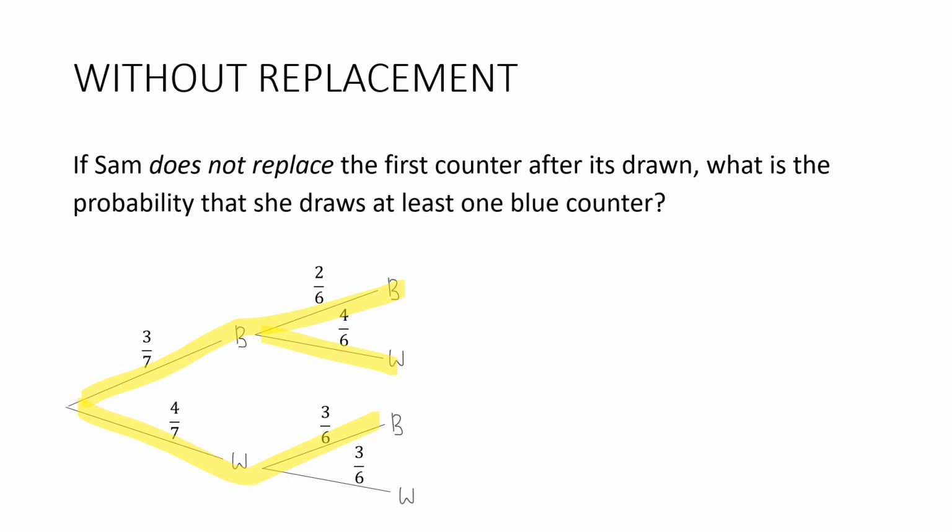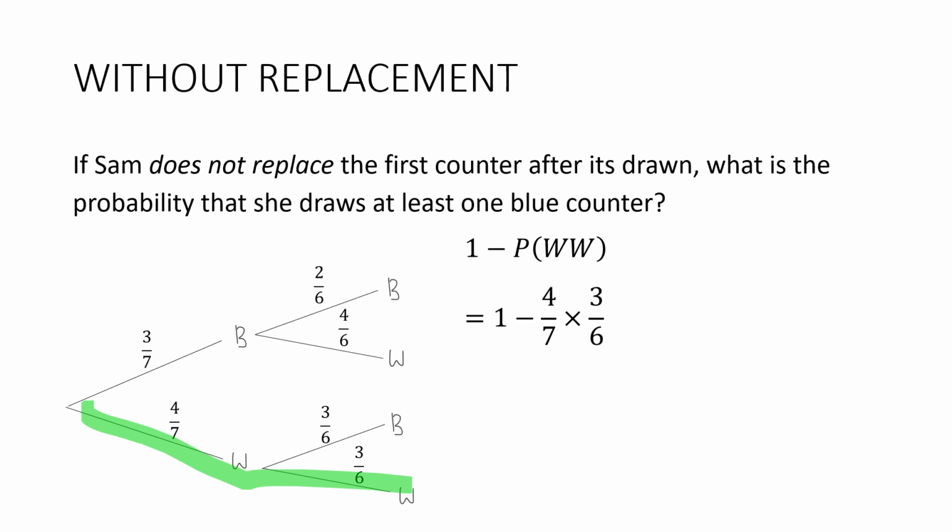But it's much easier to do the complementary event. So in other words, 1, take away the thing you don't want, which is this one down here. So 1 take away white, white. As we go across the tree, we multiply. So 1 take away 4/7 times 3/6, which is 30/42, which reduces to 5/7.